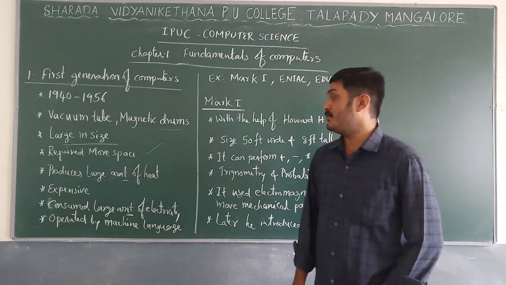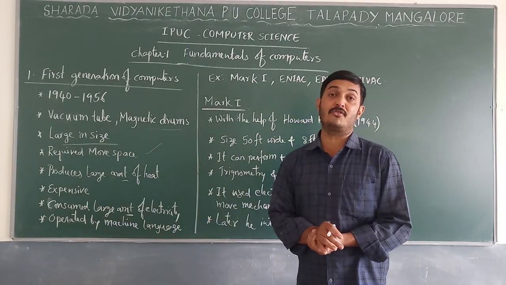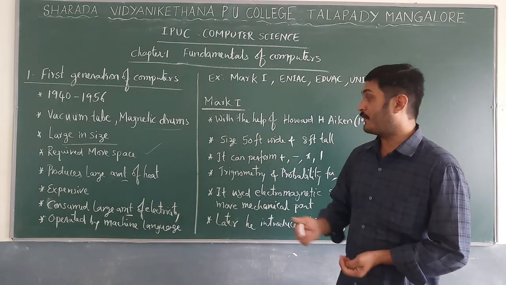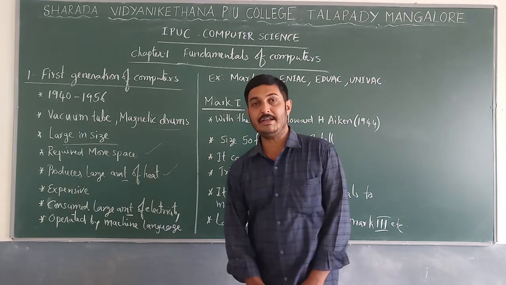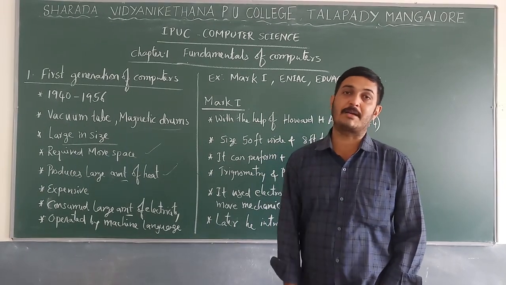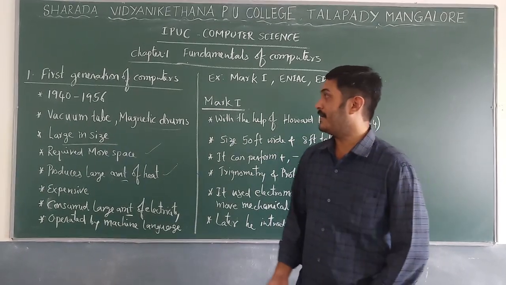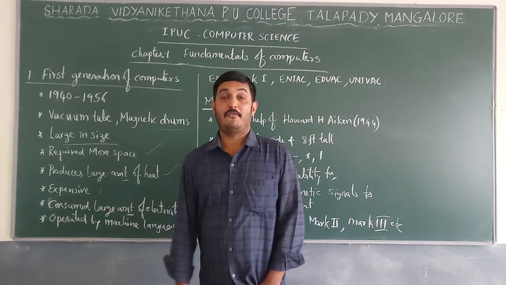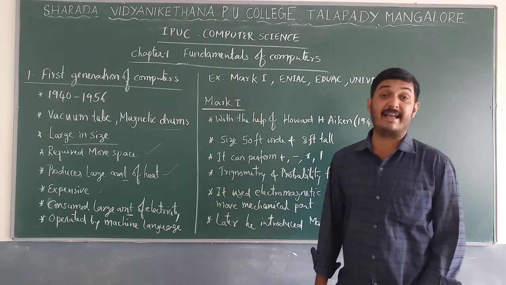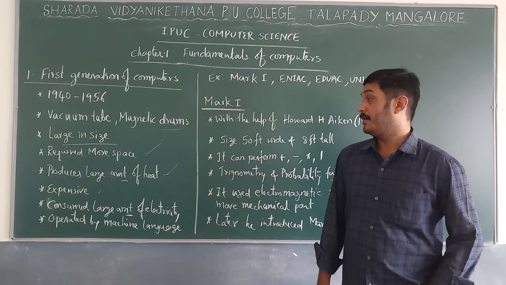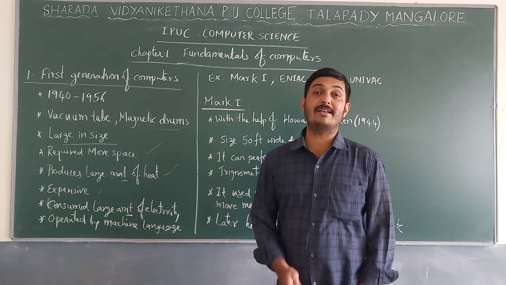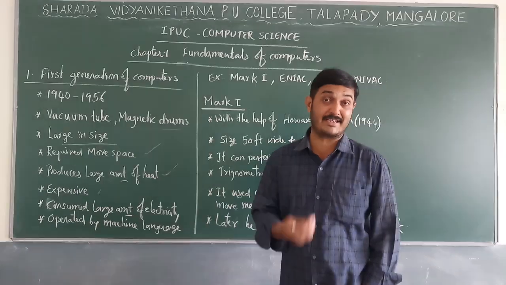And it produces a large amount of heat, enormous heat. Because of this heat, there may be failure of some components, right? Next one is expensive. First generation computers, 1942 to 1956, are very expensive, right? Next one is they consume a large amount of electricity. It requires a large amount of electricity to run such machines.